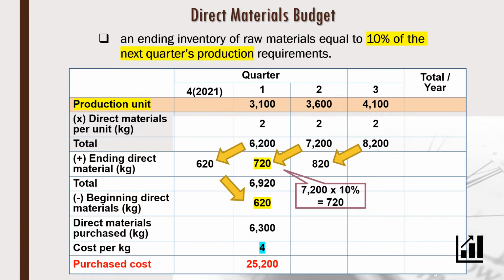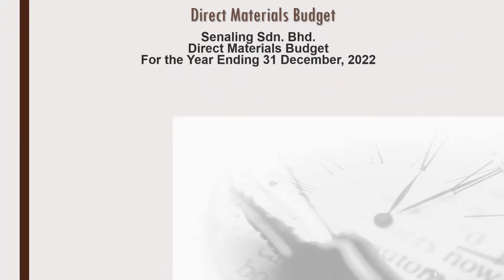So let's try to calculate. I believe that you have managed to calculate the purchase cost for quarter 2, quarter 3 and quarter 4. So first of all, you have to write down the title. Senaling Berhad, Direct Materials Budget for the year ending 31st December 2022.